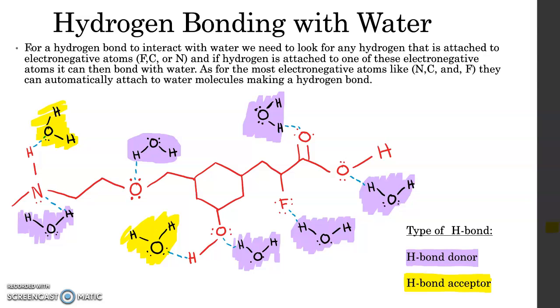As for the most electronegative atoms like nitrogen, oxygen, and fluorine, they can automatically attach to water molecules, making a hydrogen bond. So here in this example, we can see that there is some hydrogen bonding, and in the purple we see the hydrogen bonding with water and water acting as an H bond donor, and in the yellow we can see that there is an H bond acceptor.